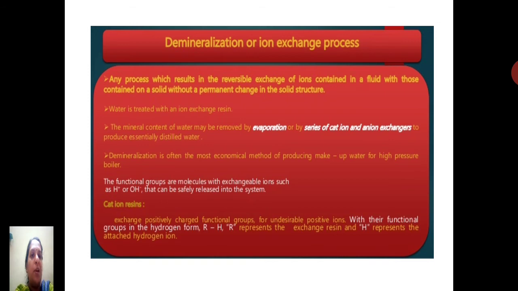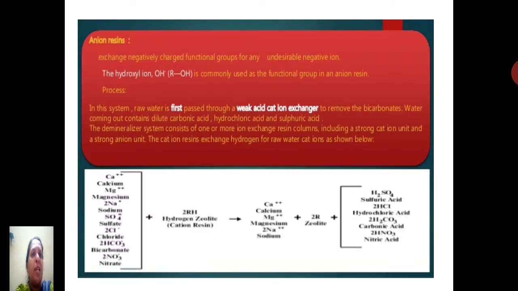In this demineralization, we have cation resins, that is, positively charged ions, which have a functional group of RH, where R represents the exchange resin and H represents the attached hydrogen ion. After the water is passed through the cation resin, it is then taken to the anion resins, which are negatively charged groups, shown by the hydroxyl group OH. ROH is commonly used as the functional group in this anion resin.